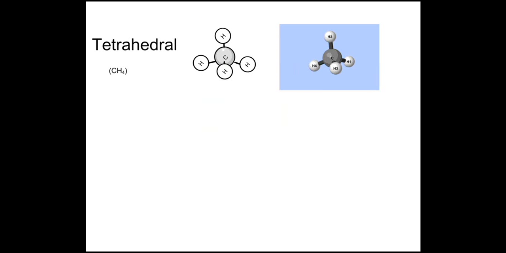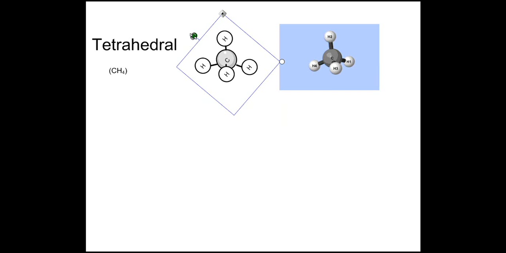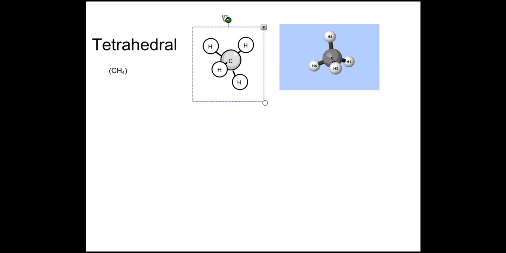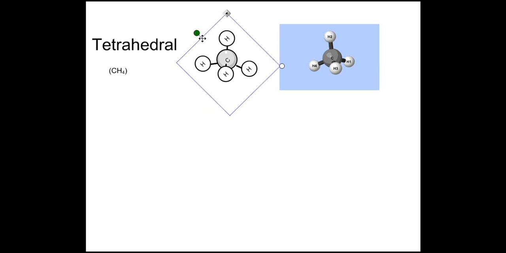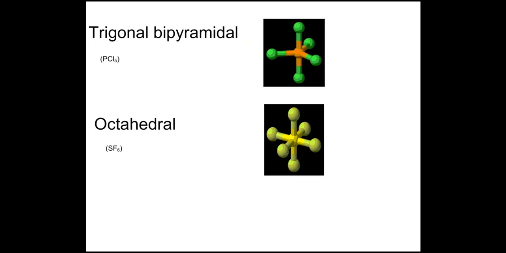Then another structure that we have is the tetrahedral structure. The best example we can use is CH4, which we know as methane. We could also use CCl4, which we commonly call carbon tetrachloride. And we see here that this structure has four atoms around a central atom. In this case, it will be the carbon atom.